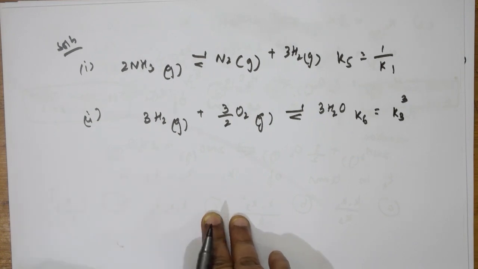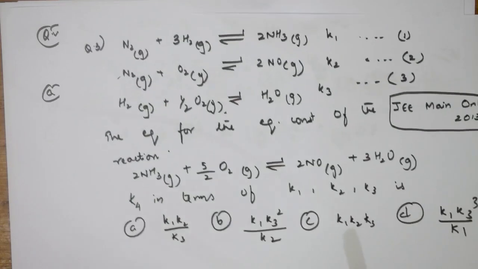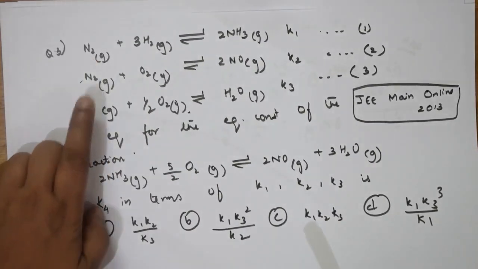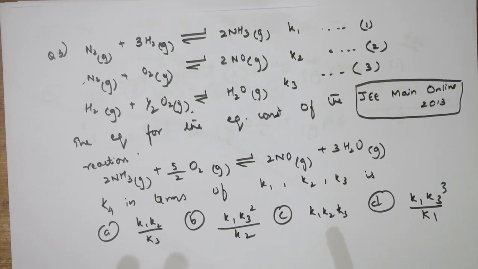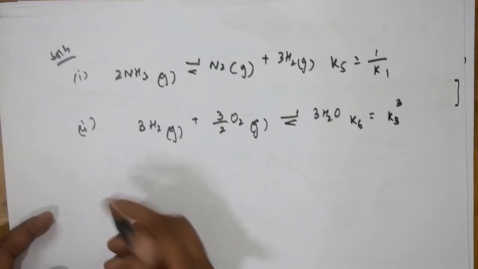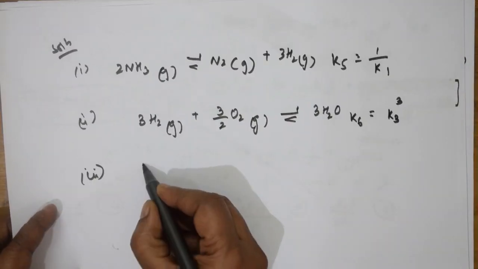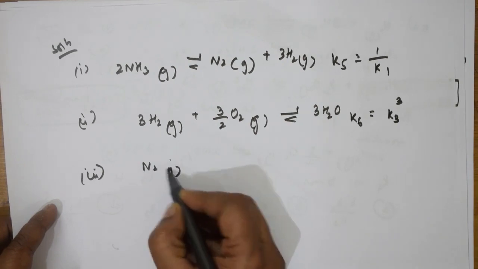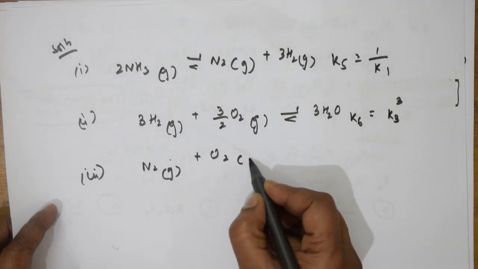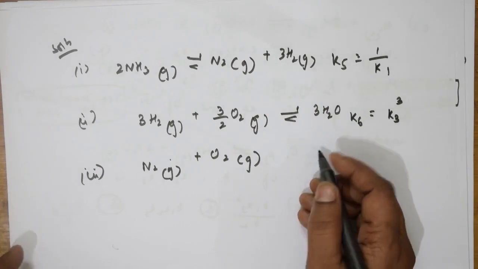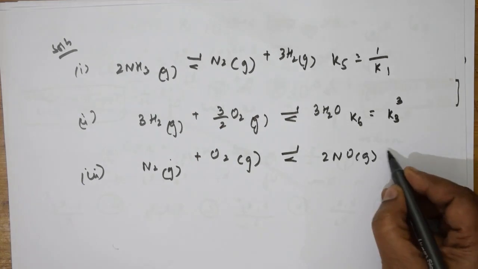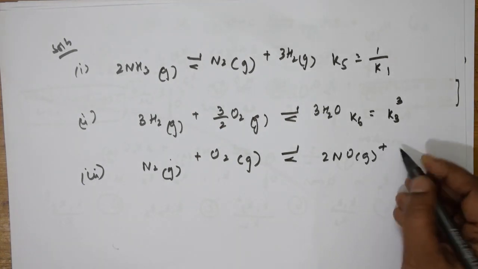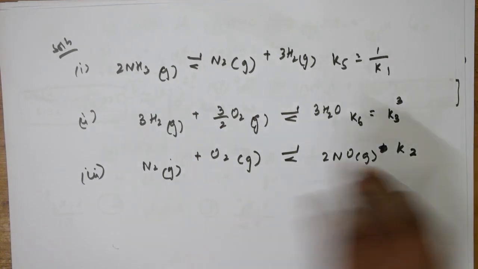Now let us come back to the next reaction, the N2 plus O2 reaction, this second reaction. This we have done. Let us come back to this. Now the N2 and O2 reaction giving 2NO, that's not a problem, that is directly K2. Let us write that K2. So now let us pick that third reaction, N2 gaseous plus O2 gaseous is in equilibrium with 2NO gaseous, that's it, isn't it? And this is your K2.